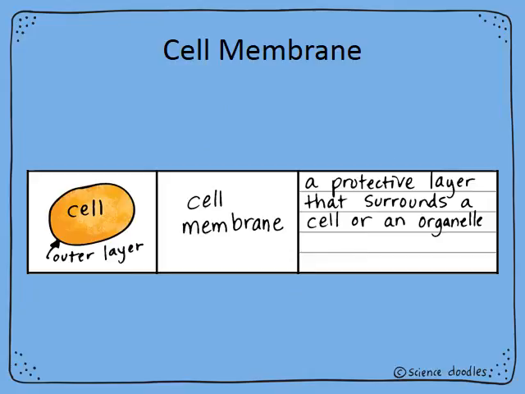The cell membrane is a protective layer that surrounds a cell or an organelle. So the cell membrane is kind of like the skin. It's the outside barrier on a cell that keeps everything together. Just like your skin on your body keeps your organs inside and your bones inside, the cell membrane makes sure that everything for the cell stays together and doesn't just go wandering off.